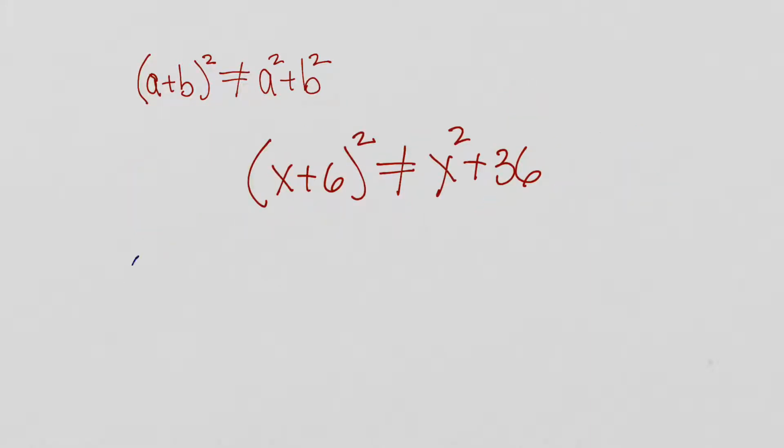So I hope we've made that point. Let's just be sure. What is x plus 6 squared? Square the first, x squared. Multiply the two together, 6x, double it. You get 12x. And then you square the last. 6 squared is 36. So you can see that here's the correct answer. This is the wrong answer. There's a missing term up here. You're missing that 12x.